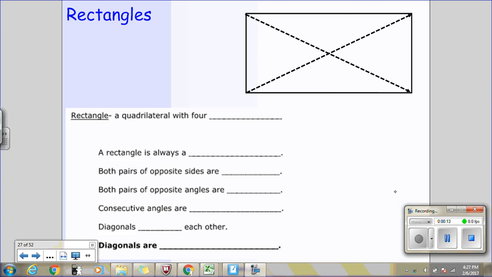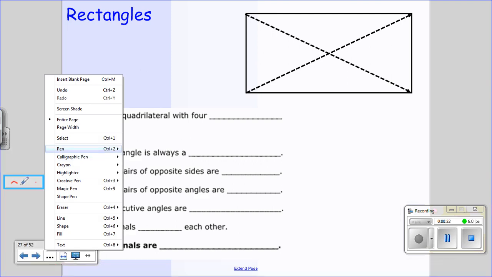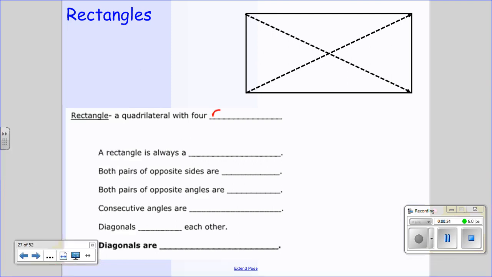So the first thing we're going to talk about is rectangles. Make sure you draw a rectangle beside the description on your notes, like I have. A rectangle is a quadrilateral with 4 right angles. So let's draw our 4 right angles.